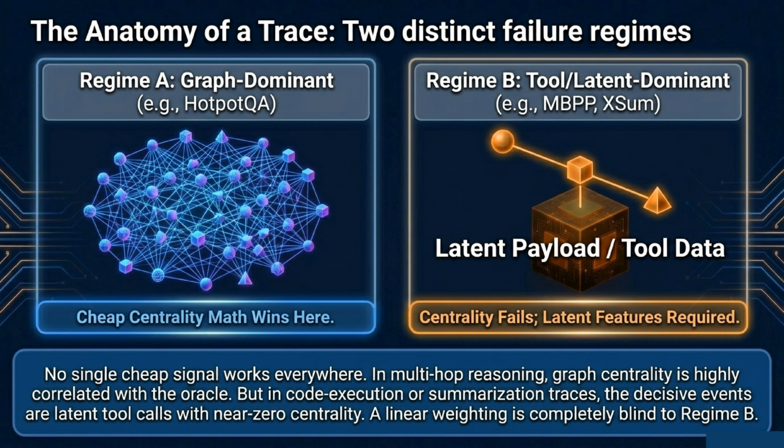To understand why this approach works, we have to look at the anatomy of a trace, which typically falls into two distinct failure regimes. Regime A is graph-dominant, seen in multi-hop reasoning tasks like HotpotQA, where cheap centrality math easily wins. Regime B is tool or latent dominant, seen in coding or summarization tasks like MBPP or XSum. In regime B, centrality fails completely because the decisive events are latent tool calls with near zero centrality, meaning a simple linear weighting is entirely blind to it.